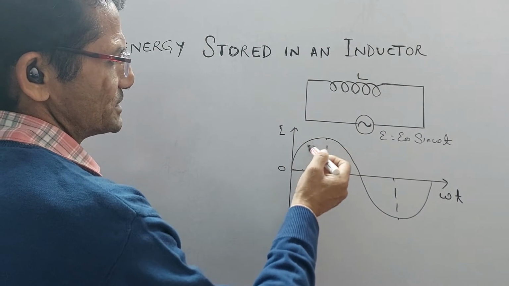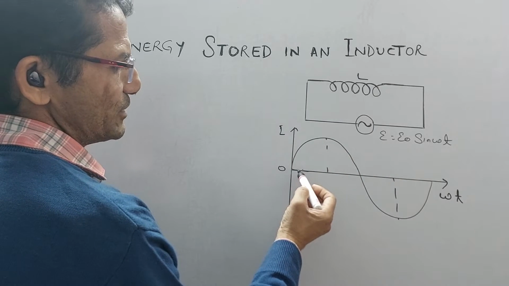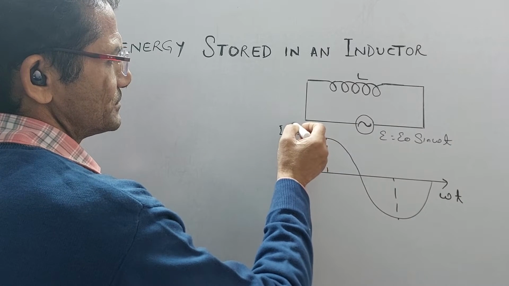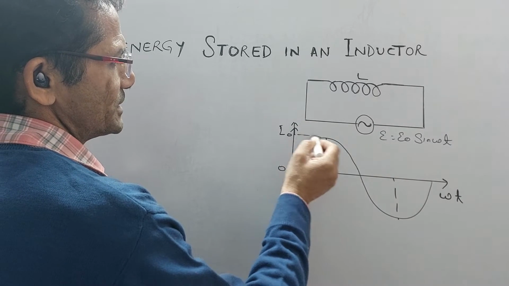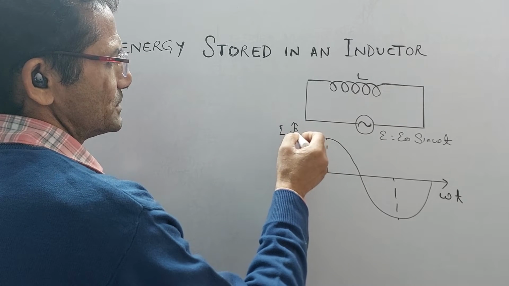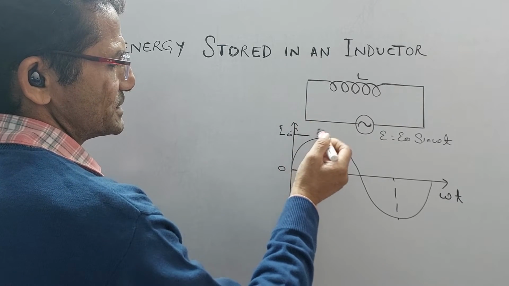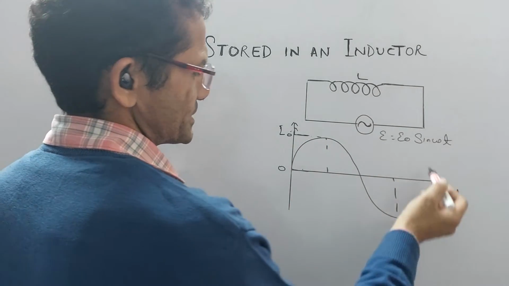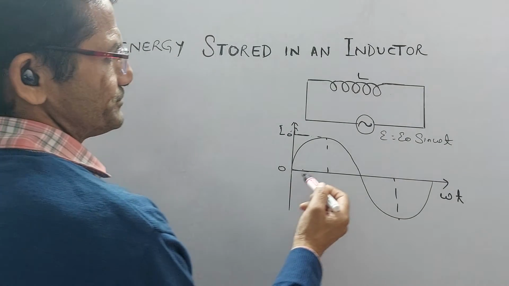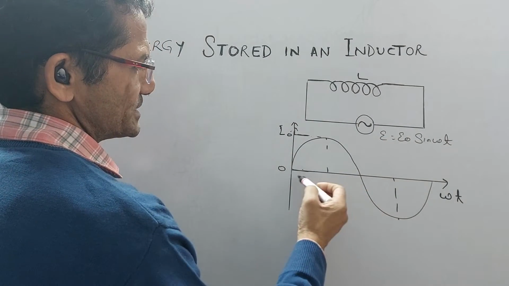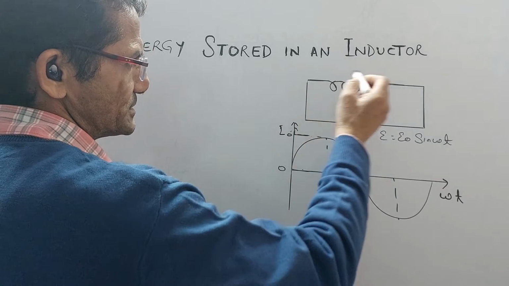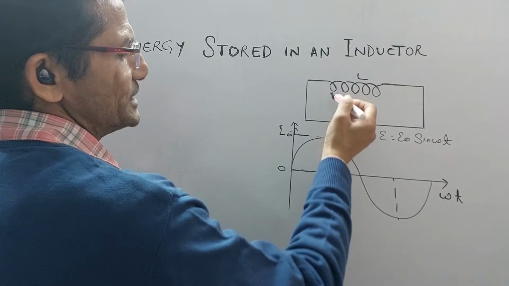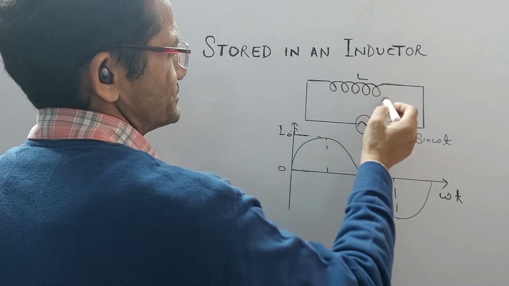Suppose this is our one quarter, where the current reaches its maximum value at this time. This is I naught. The maximum current in the circuit is I naught, in either direction. This is the first positive half, this is the second positive half. So when the current is rising in this circuit, there is a magnetic field inside of this inductor.